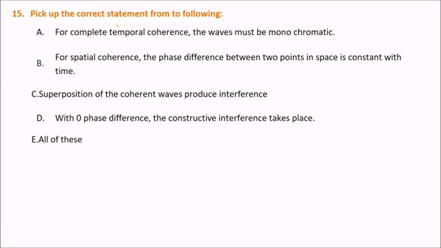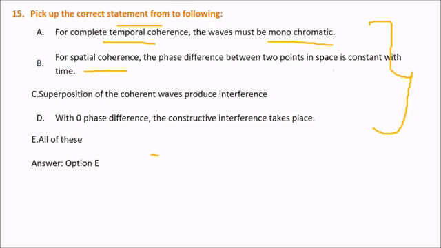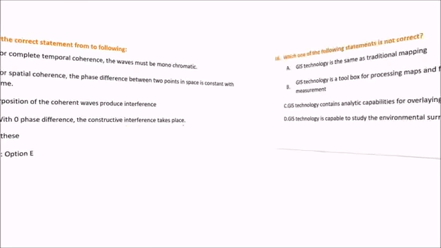Next option is pick the correct statement. So you have to pick the correct answer here. I want you to read all these and tell me which is the correct one. Please read this. The answer is all of these, because for complete temporal coherence, the waves must be monochromatic. For spatial coherence, the phase difference between 2 points in space is constant with time, and the superposition of the coherent waves produces interference. With zero phase difference, constructive interference takes place. So all of these are correct.